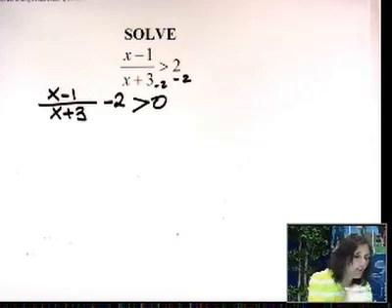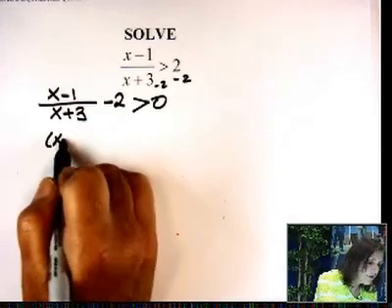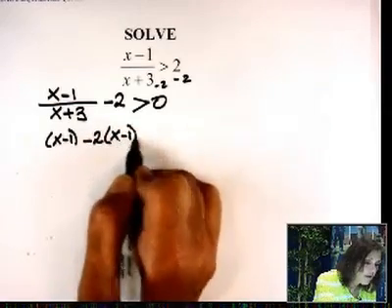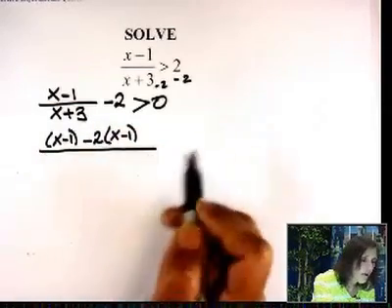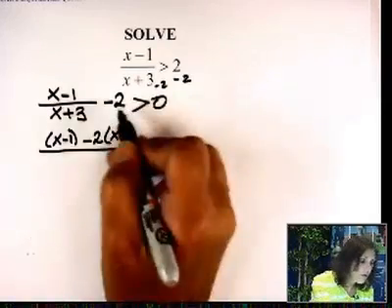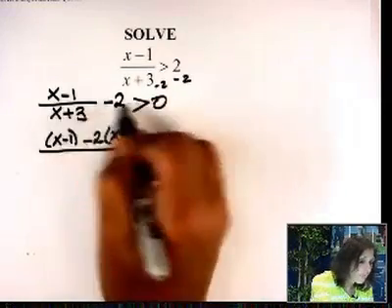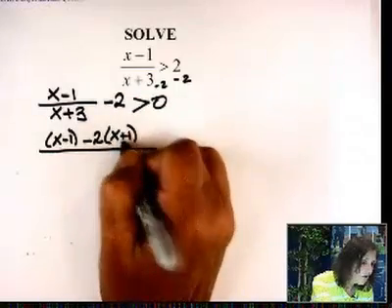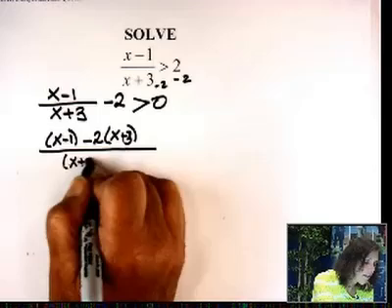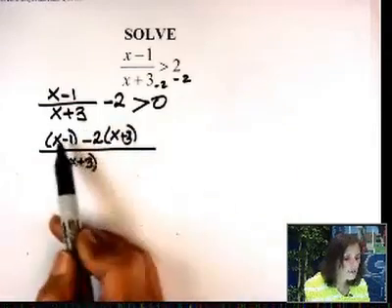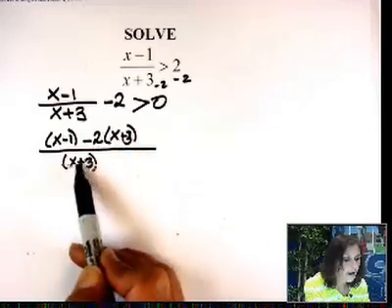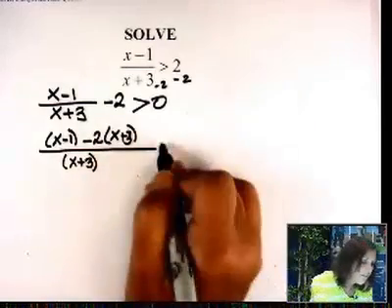Now what are you going to do? You're going to put in the same denominator, so you have x minus 1 minus 2 times... oops, what am I doing? X minus 1, I have to put x plus 3 here. And you have x plus 3 here. Do you see it? So it's x minus 1 over x plus 3. Negative 2, I multiply top and bottom by x plus 3. This is what you have.